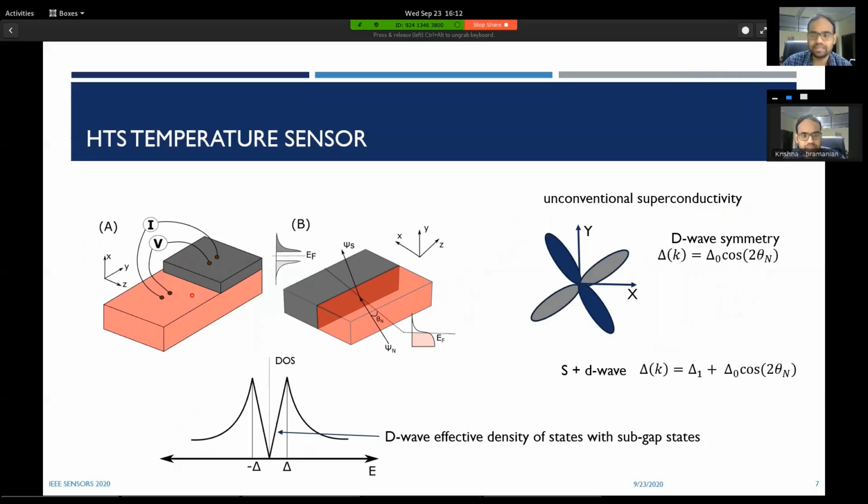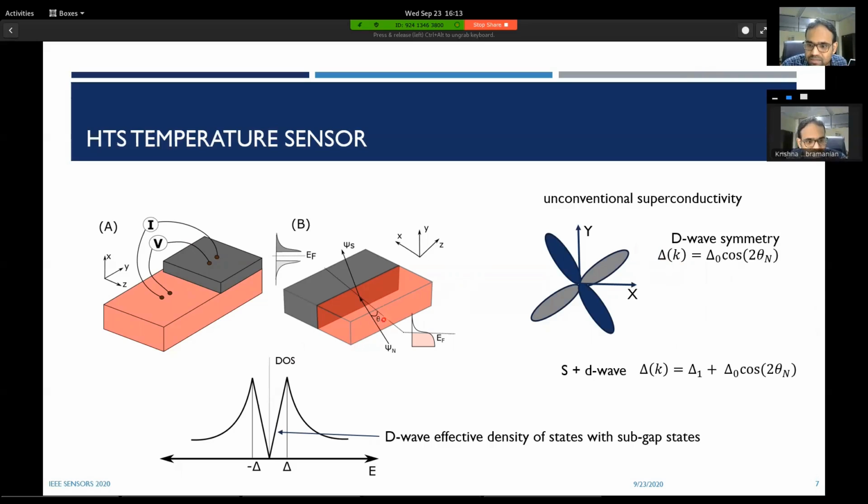This is the typical schematics of our device. But then the interesting part here is the order parameter symmetry, which was spherical in the previous case. An unconventional superconductor has an order parameter which is D wave, or it can be D plus S wave, or these are the things which are still being explored. Right? So what it means is that the delta, or the gap in the density of states, depends upon the incoming electron angle, which is shown here.